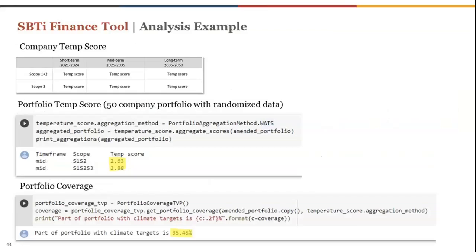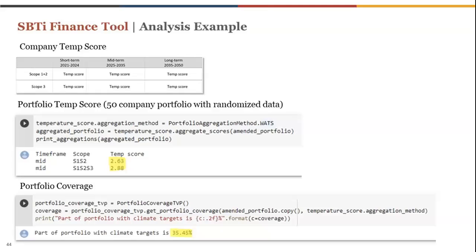So let's jump into an analysis example. This is taken from this Jupyter notebook, based on Python code. The tool generates a company temperature score, as I said, and we actually get a matrix of six, or actually nine, as you also get scope 1, 2, and 3 temperature scores for the company, and for short, medium, and long-term targets.